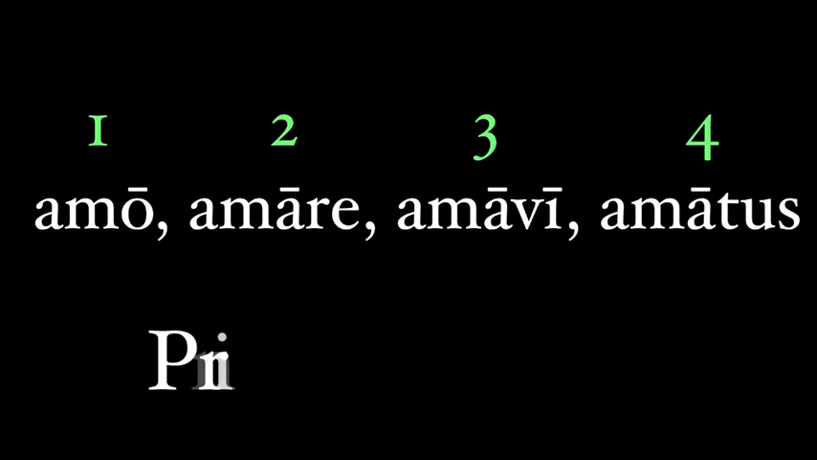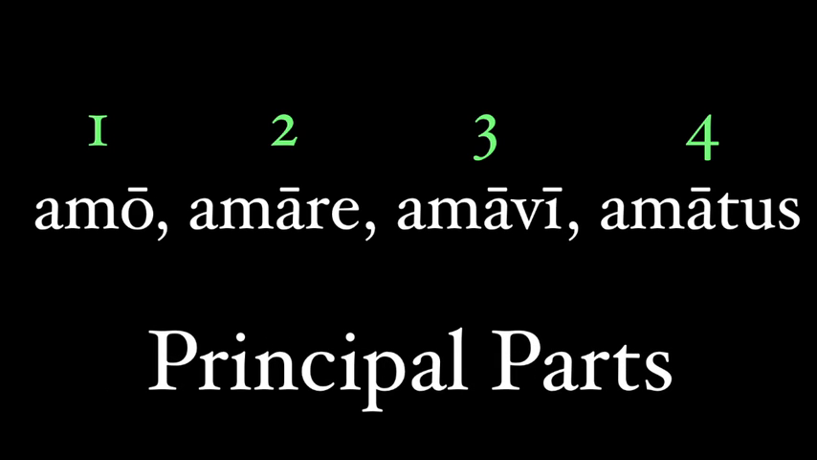These 4 parts are called the verb's principal parts. They are principal because we create all forms of the verb from these 4 words. They're like the stem cells of the verb. So first, let's look at what these 4 parts of the verb actually are.